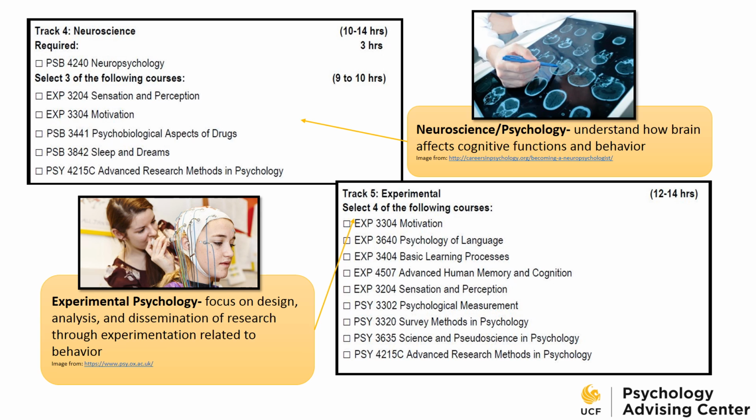For the experimental psychology track, this is going to focus on the design, analysis, and dissemination of research through experimentation related to human behavior. For this track, you select any 4 of the listed electives.